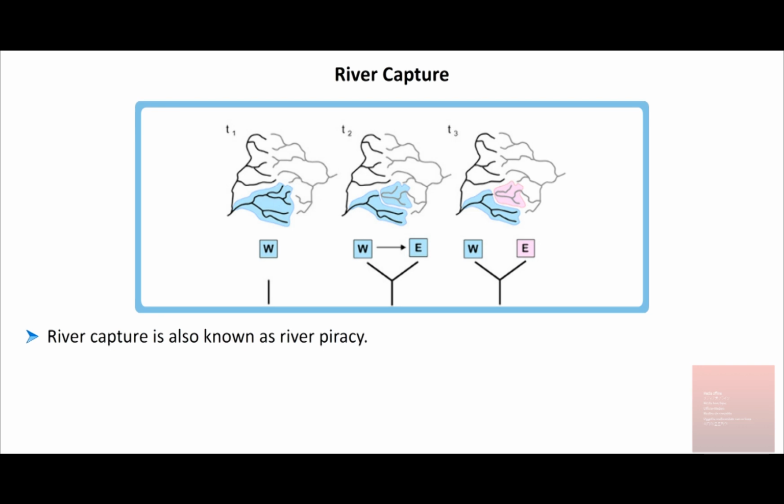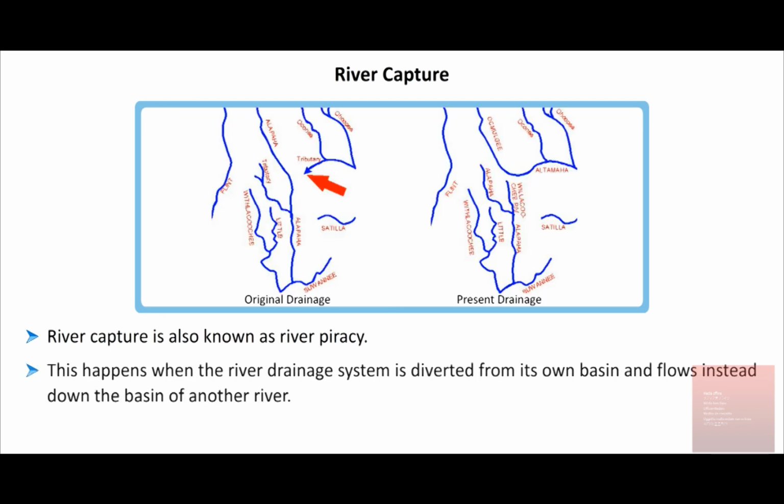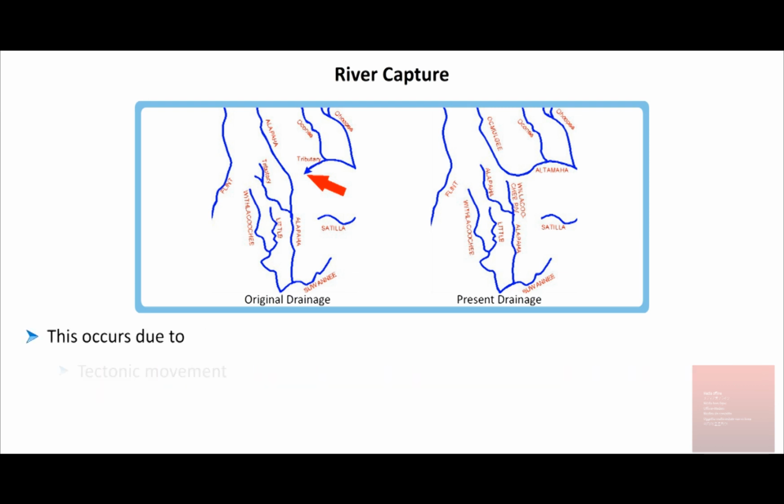River capture is also known as river piracy. This happens when the river drainage system is diverted from its own basin and flows instead down the basin of another river. This occurs due to tectonic movement, landslide, and erosion.